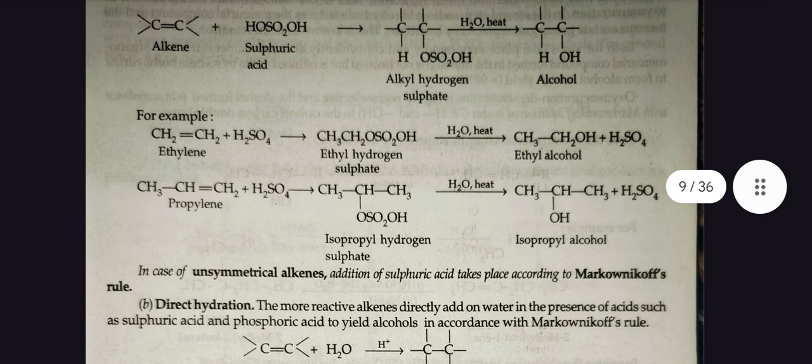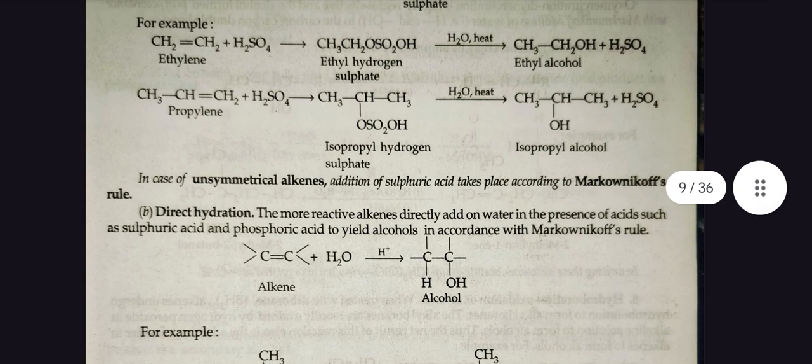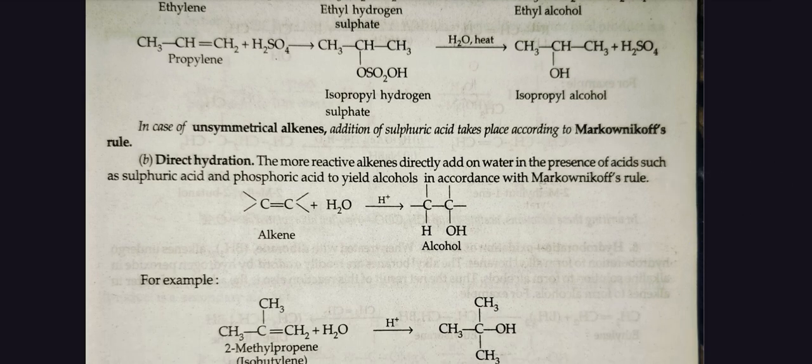This is given: alkene plus sulfuric acid gives alkyl hydrogen sulfate. In presence of H2O and heat, it gives alcohol. For example, ethylene to ethyl hydrogen sulfate to ethyl alcohol. Propylene will first convert to isopropyl hydrogen sulfate, then with H2O gives isopropyl alcohol. In case of unsymmetrical alkene, addition of sulfuric acid takes place according to Markovnikov's rule.